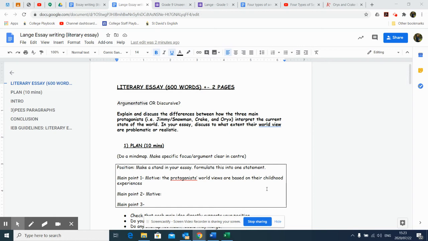Okay. So I kind of put this together myself. I also used Google, it was a bit of everything. But the essay topic that I used here was: explain and discuss the differences between how the three main protagonists, that is Jimmy or Snowman, Craig, and Oryx, interpret the current state of the world. In your essay, discuss to what extent their worldviews are problematic. Sorry, that is my English teacher stepping in there and humbling me. Discuss to what extent their worldviews are problematic or realistic.